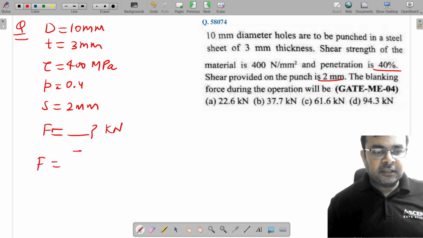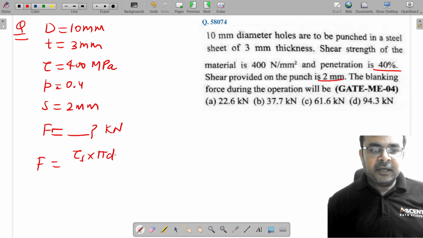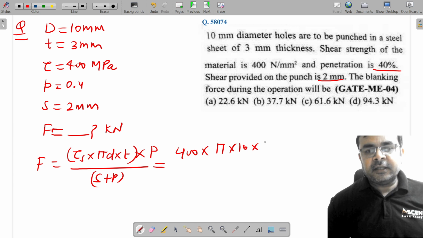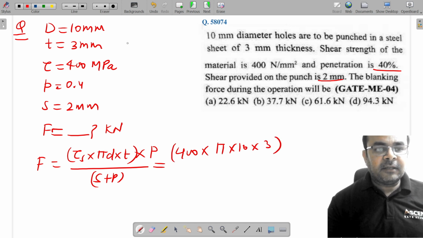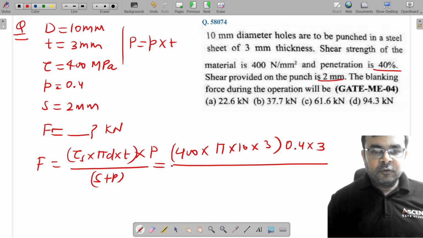So the blanking force is nothing but, first you need to calculate the maximum force, so tau s into pi d into thickness. This is the maximum force, into penetration over shear plus penetration. Is it clear? So simply you can see here, this is 400 into pi into 10 into 3. And what is capital P? The capital P is nothing but small p, penetration, into sheet thickness. So this is 0.4 into the sheet thickness, 3 mm. The shear on the punch is already given, that is 2 mm, plus 0.4 into 3.